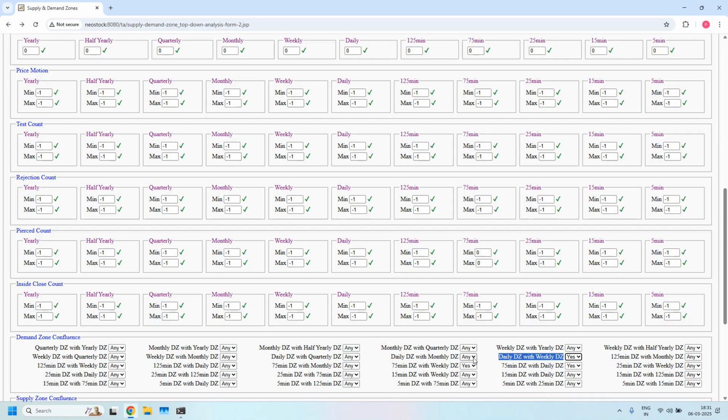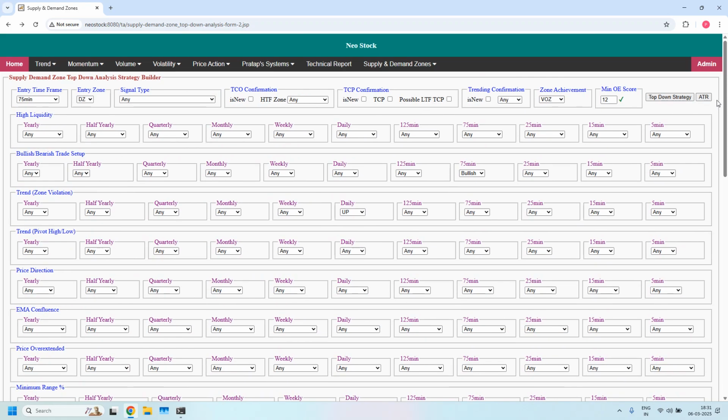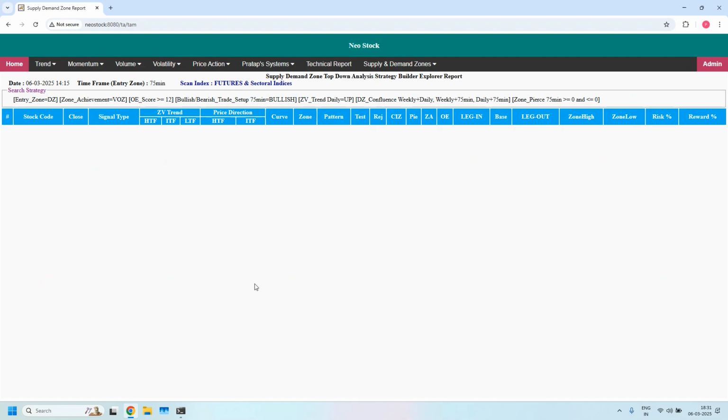With all the 3 filters, LTF, ITF, HTF demand zone confluence, we did not get any stocks. That means we don't have any stocks that is supporting the 75 minutes, daily and weekly demand zone confluence. That support is not there.